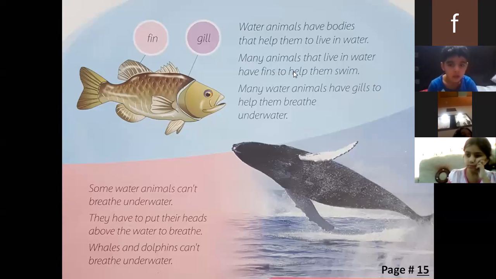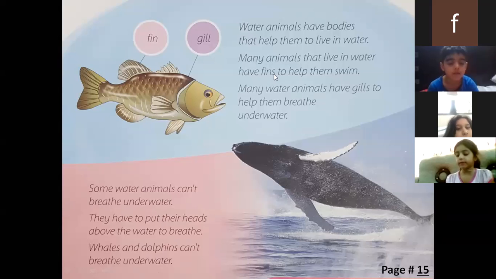Not all the animals that live in water, but many animals that live in water have fins to help them swim. When they're living in water, they don't have legs to move from one place to another, so they have fins to swim, okay?